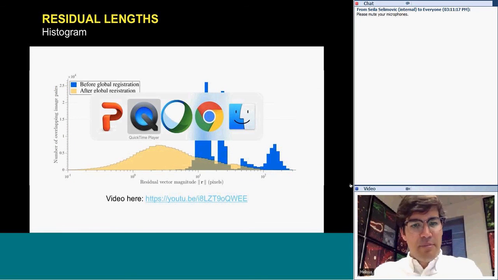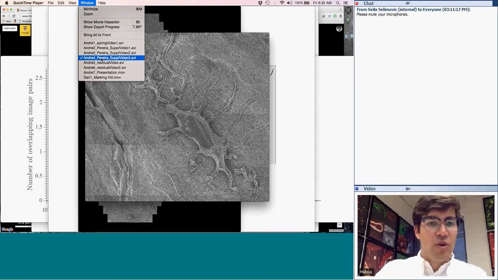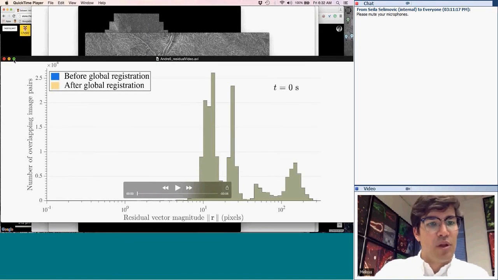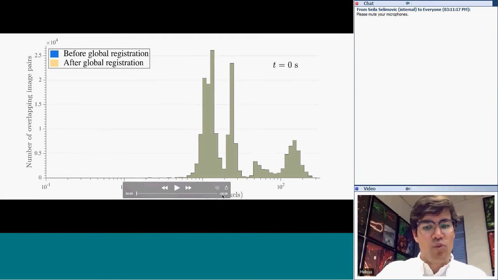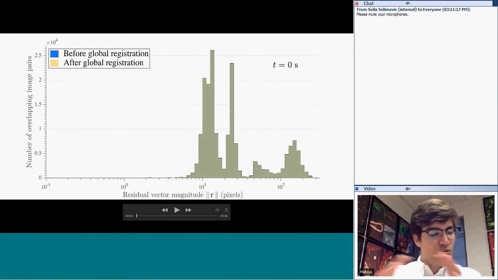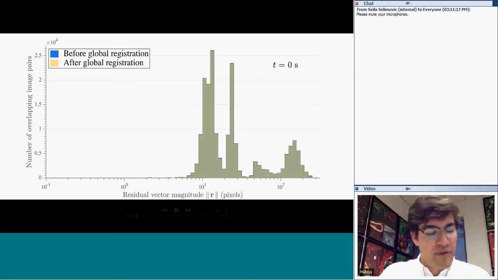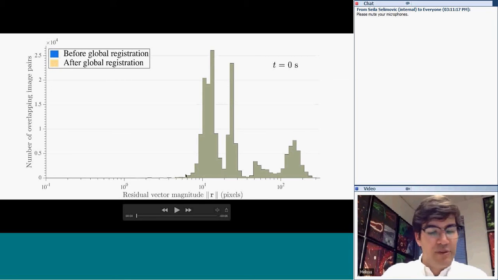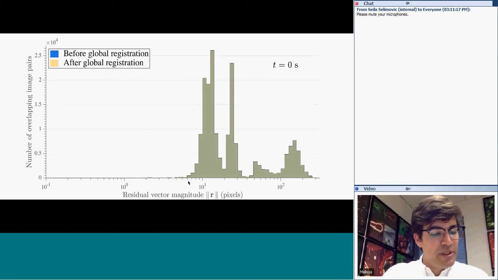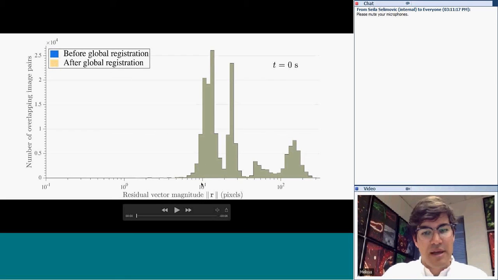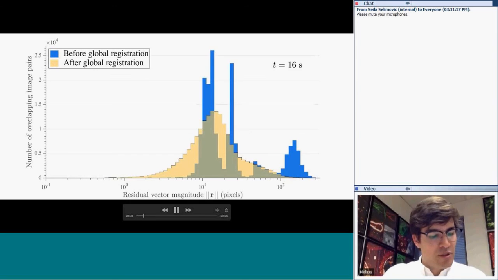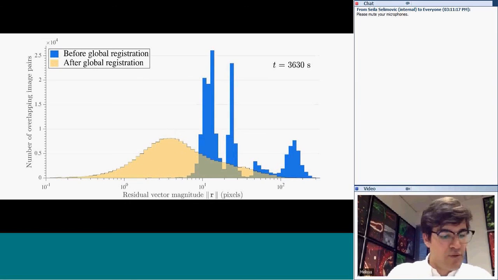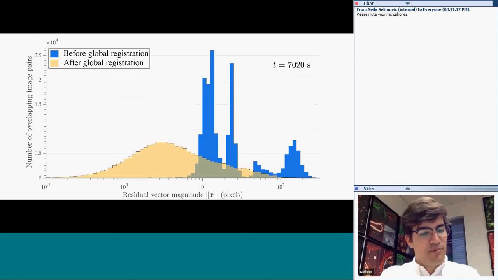So I've been showing results of some smaller sections, but what about the whole collection of almost 55,000 images? Here we see the length of the residuals for all pairs of tiles. Initially we see that most configurations are misaligned by more than 10 pixels, and during our algorithm calculations, we see that these values are reduced to the 1 to 5 pixel range.